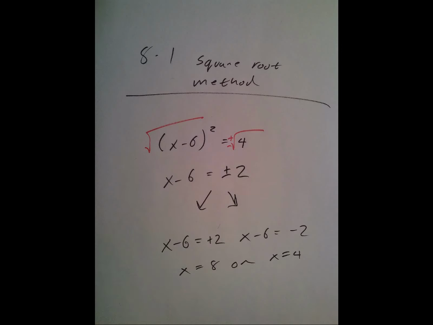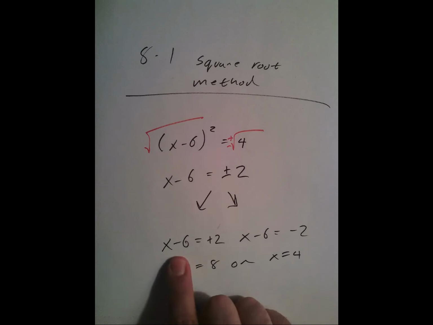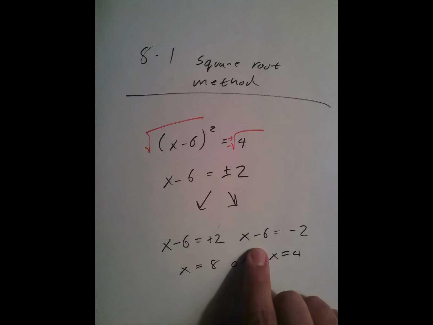And when you make it plus or minus, you're literally making two possible worlds, one where your result is equal to the positive, and one where your result is equal to the negative.